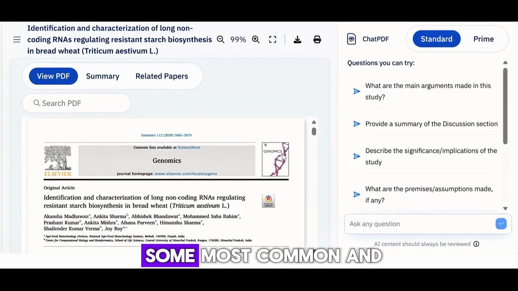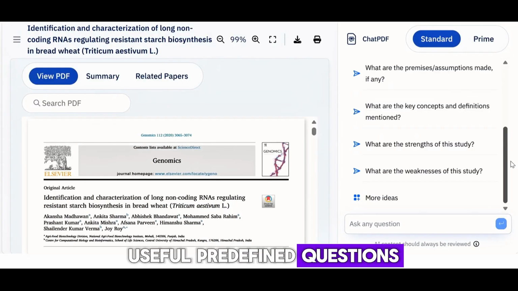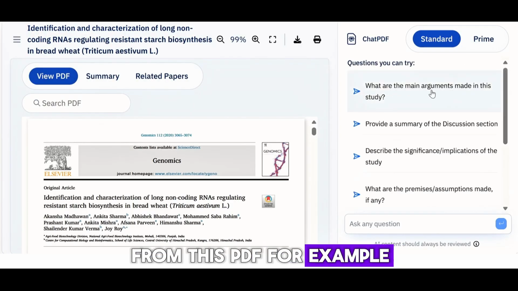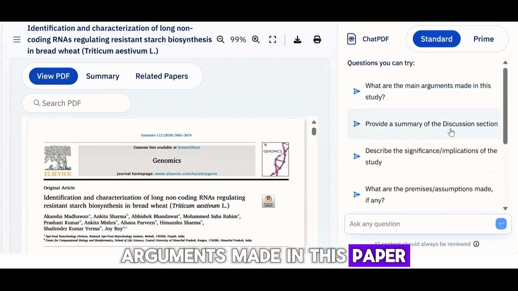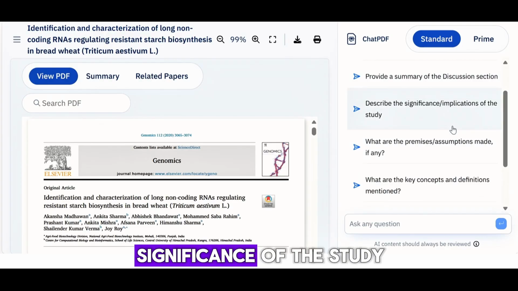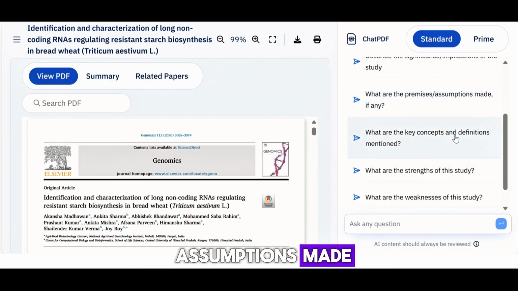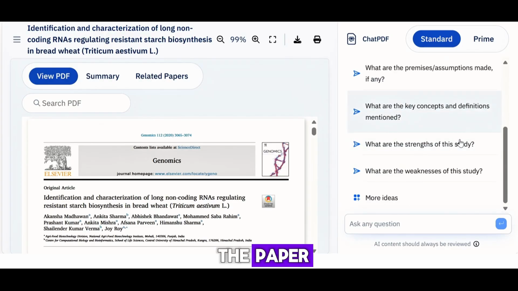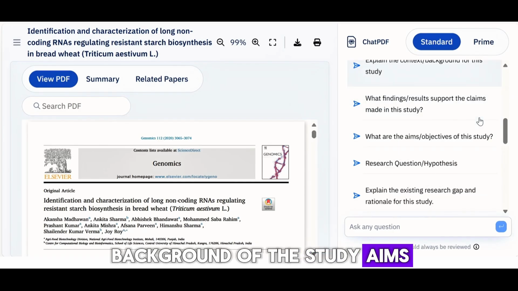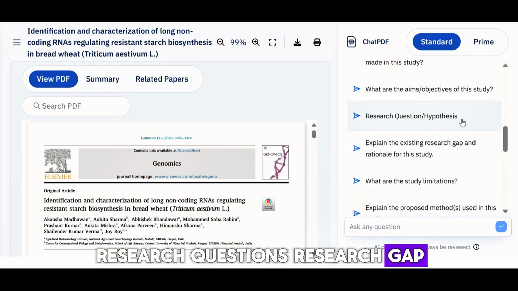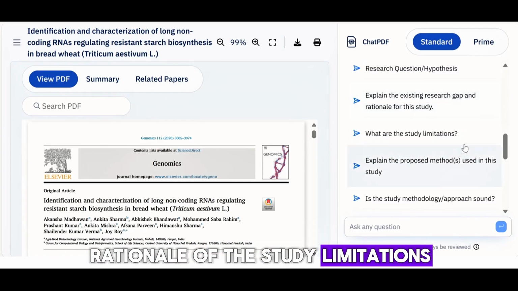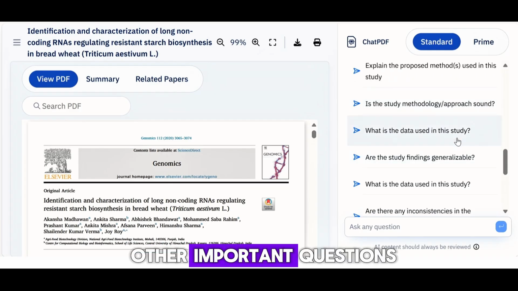You can ask some of the most common and useful predefined questions from this PDF. For example, what are the main arguments made in this paper, summary of the discussion, significance of the study, if there are any assumptions made, strength and weakness of the paper, background of the study, aims, research questions, research gap, rationale of the study, limitations, data used, and several other important questions.